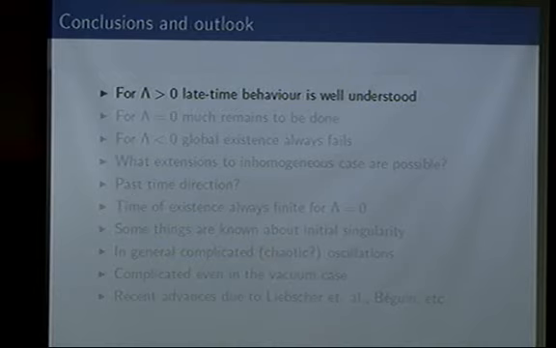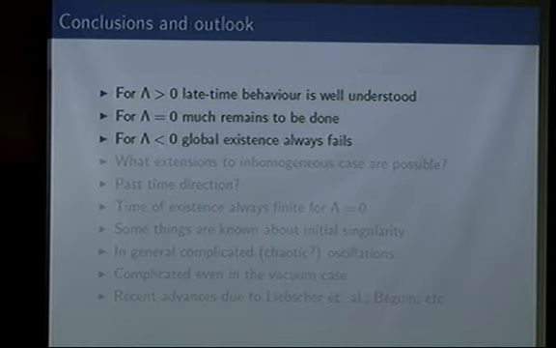Okay, so now I'm getting to my conclusions and outlook. I can sum up in the following way. For lambda positive, the late time behavior is well understood in the homogeneous case. For lambda equals 0, much remains to be done. That should have become clear.